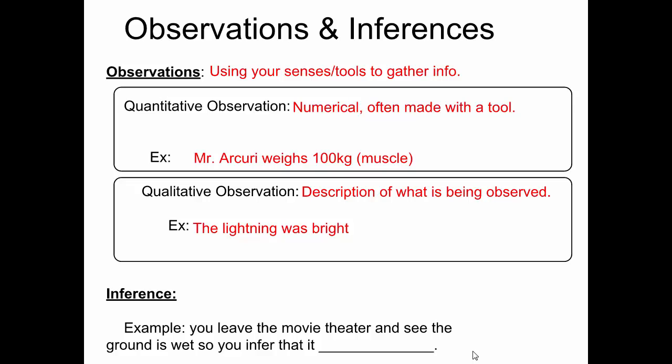Then we have this idea of an inference, and you guys talked about this in our question today. An inference is kind of like an assumption that you're making based on known facts or based on observations. It's not something you directly observe, but it's something you think based on what you are observing. So if you come out of a movie theater and you see that the ground is wet, what kind of inference might you make? That it rained while you were in the movie. Even though you didn't see it rain, you didn't hear it rain, you can make that inference based on seeing that the ground is wet.